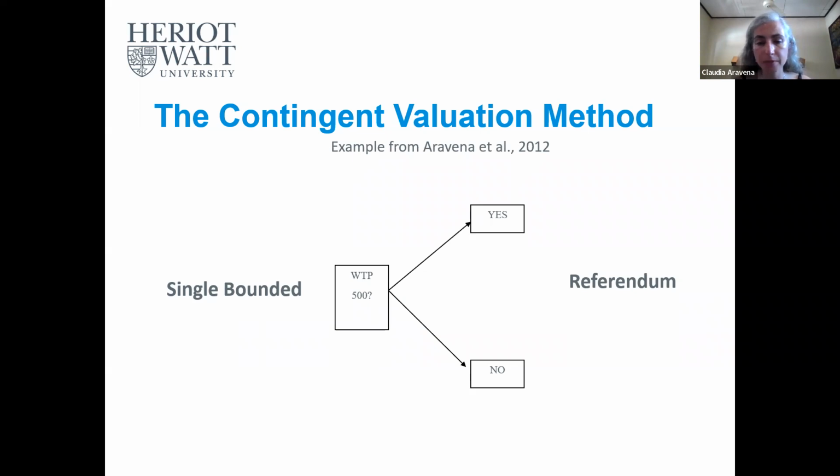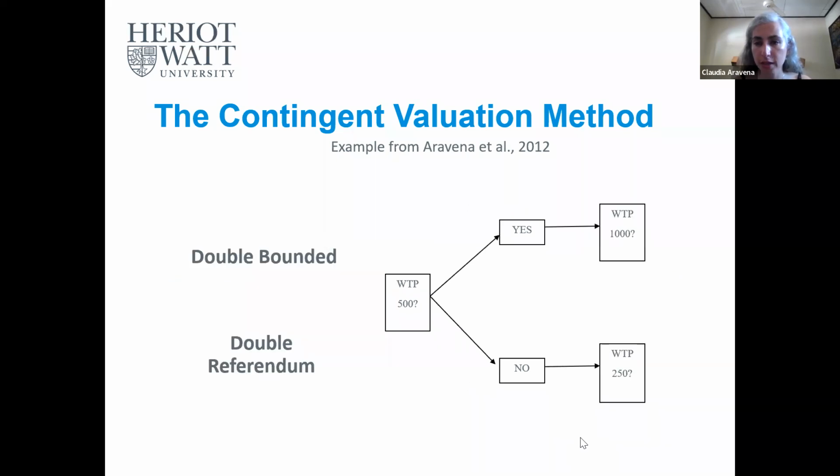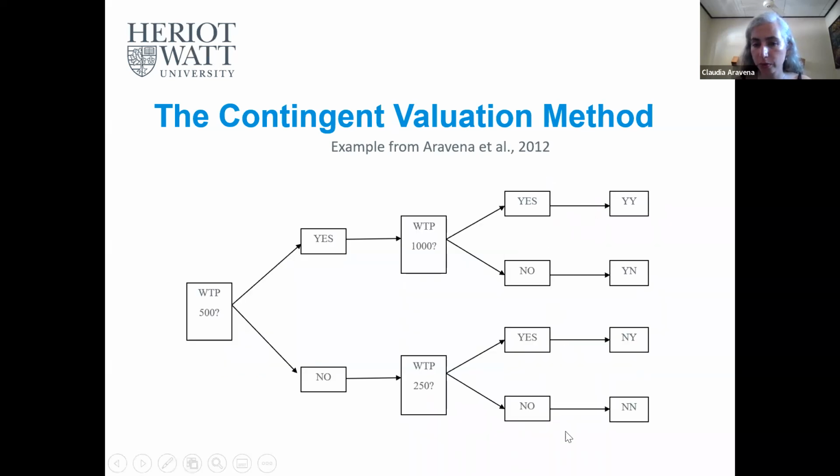So single bounded, you ask one question and then you just stop there. Double bounded, you ask one time and you have yes or no. If they say yes, you increase. If they say no, you decrease. And then you have another yes or no. Those are the types of questions.